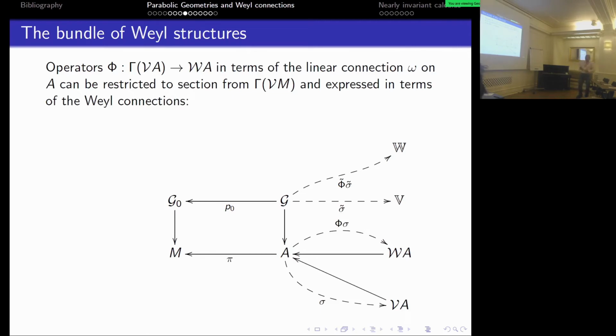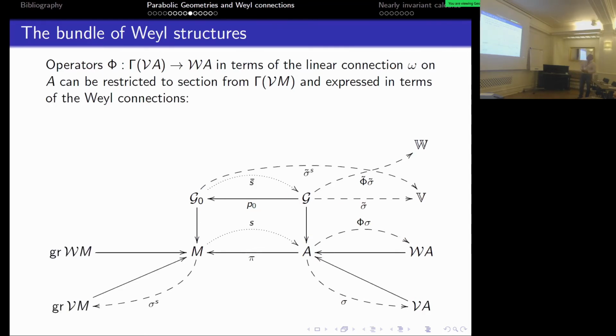So whenever I have an operator which is written in terms of the linear connection omega on A, I can restrict it to sections from the natural bundle over M and try to have a look how this expresses in terms of the Weyl connection, right? So I have something which naturally exists upstairs. So whenever you have got an affine connection, you know that all the differential invariants can be written down with respect to the covariant, with the help of covariant derivative and curvature, etc., right? And now we do the following. So once we choose, so I will go back.